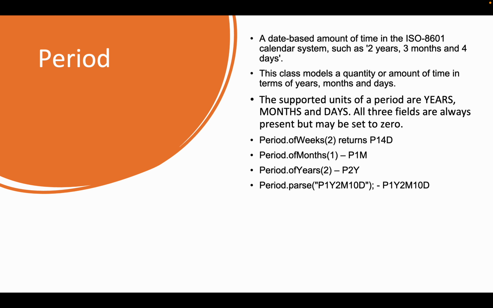Then we have what we call period, which is a date-based amount of time in the ISO 8601 calendar system, such as 2 years, 3 months, and 2 days. This class models a quantity or amount of time in terms of years, months, and days. The supported units of a period are years, months, and days. All three fields are always present, but may be set to 0. So if we say period of weeks 2, it returns P14D. And then if we say period of months 1, it will be P1M. Period of years 2, it will be P2Y. And then we say period parse, and then we say P1Y2M10D. It will return it as 1 year, 2 months, 10 days, just like this.